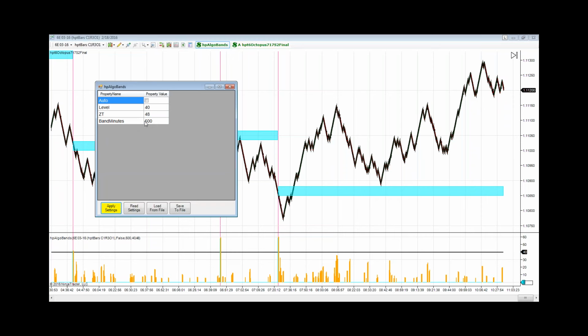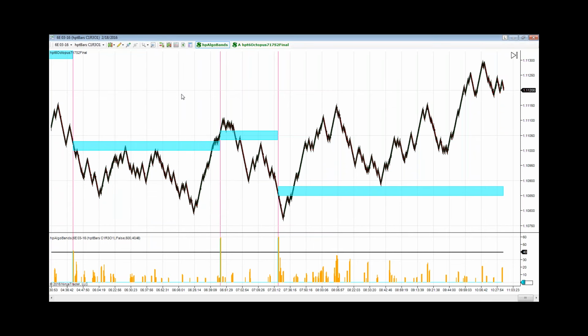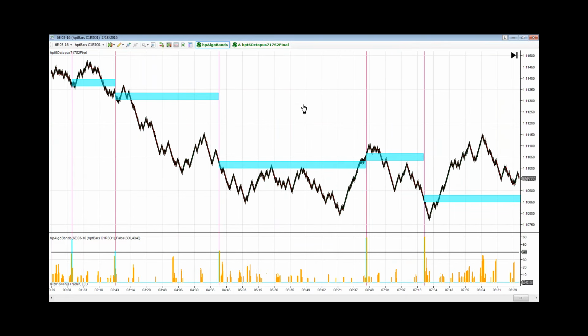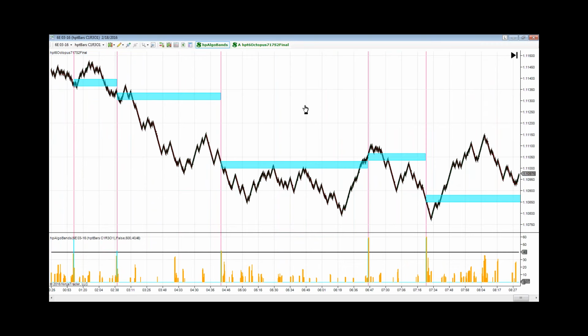So I just put 600 in here. That's 10 hours. So the band's going to continue to draw for 10 hours unless and until we get a new band. I think everybody's with me so far.